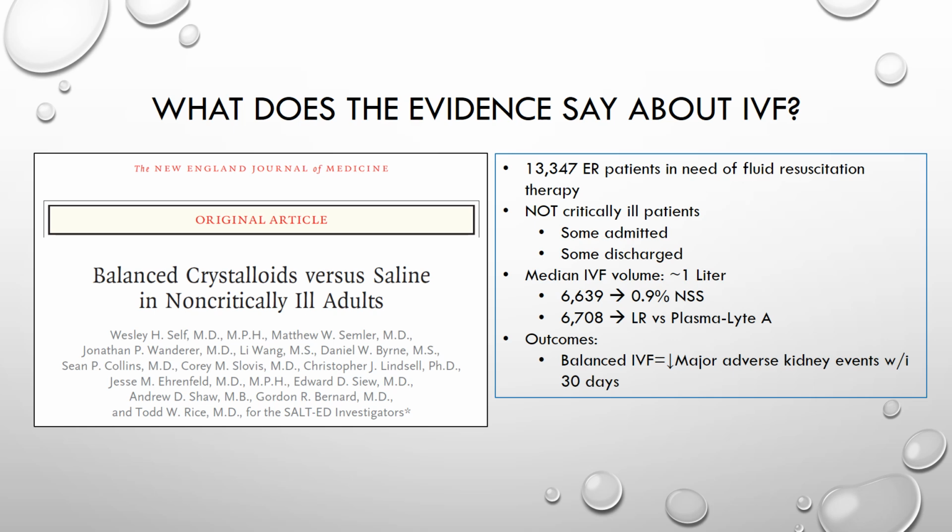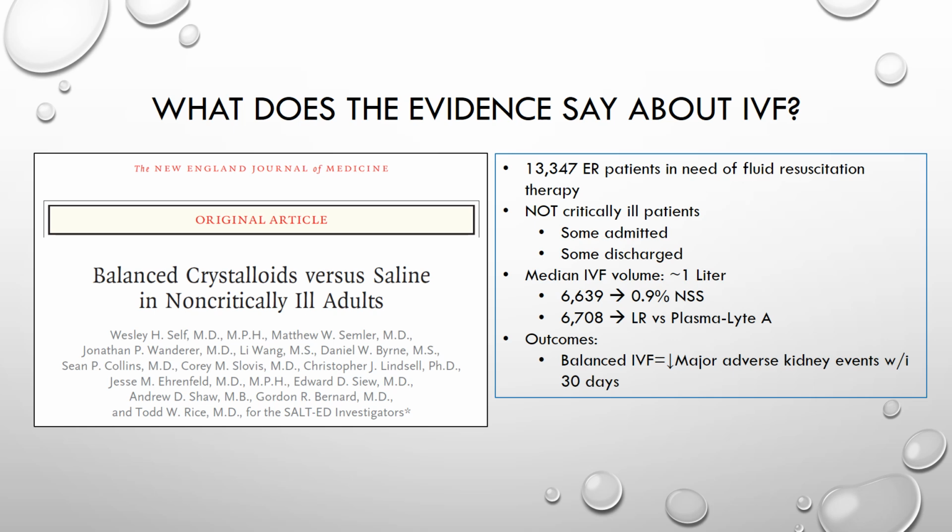These are all not critically ill patients. These patients ended up getting some fluid. They had to get at least 500 milliliters, and they may have been somewhat volume depleted or heat cases or whatever. And they split them up into 6,600 or 6,700 of normal saline and LR. If they got LR, they may have gotten Plasma-Lyte as well.